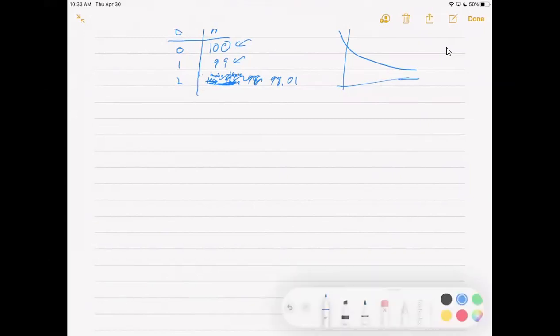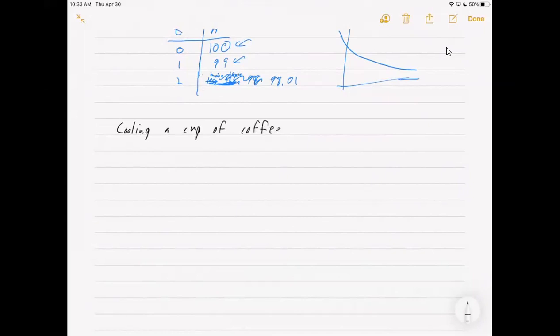All right, now let's look at one of my favorite examples. Let's look at cooling a cup of coffee. This is a little bit like radioactive decay, not because coffee is bad for you, but because we are going to have a negative rate if we start with a warm cup of coffee. All right. So let's let capital T equal the temperature in degrees Celsius.